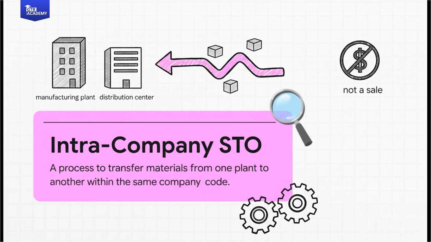Okay, so first up, what in the world is an STO? Well, it's pretty simple at its core. An intra-company STO is just the official way you move stuff, materials, products, whatever, from one of your plants to another one. But, and this is key, it's all within the same company. So think moving something from your factory in Texas to your warehouse in California. It's an internal transfer, right? Not a sale to an outside customer.